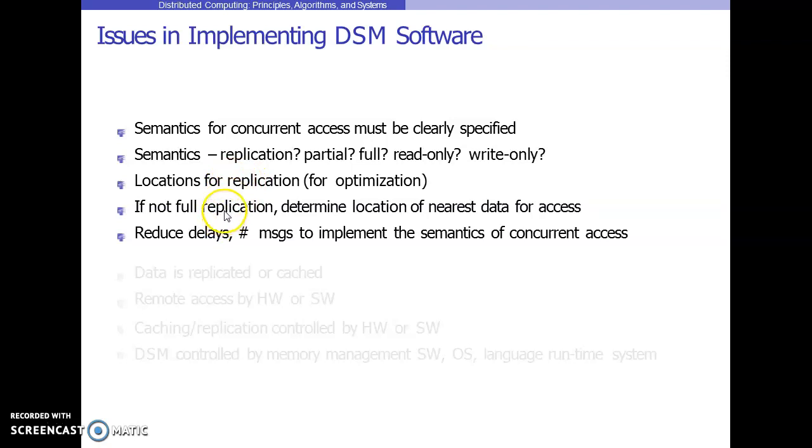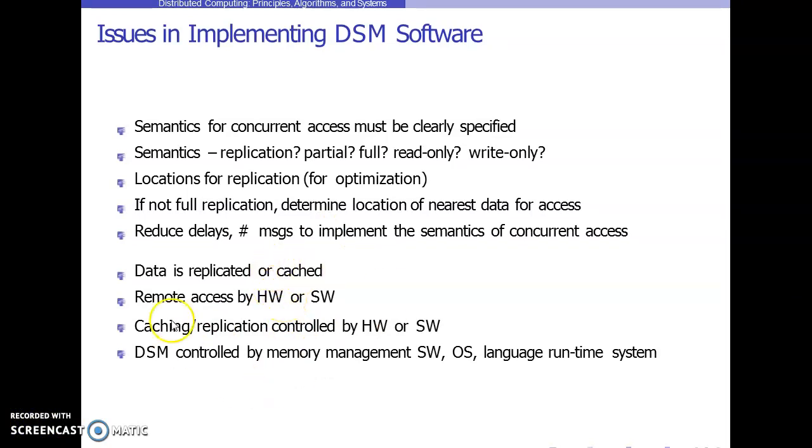Another issue is that if full replication is not used, we must determine the location of the nearest data for access. Another issue is reducing the communications delay and the number of messages involved under the covers while implementing the semantics of concurrent access to shared data.